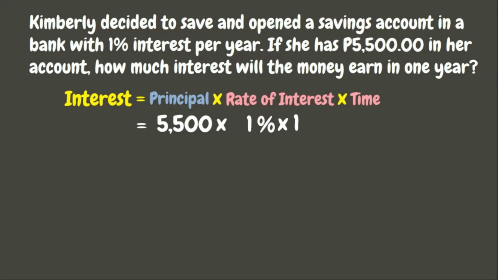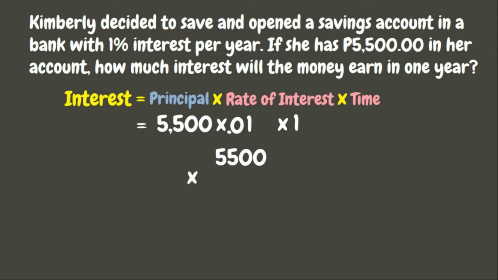Now let's multiply. But wait, we have to convert first the percentage into decimal. How do we do it? We just simply change the percentage into decimal point and move 2 places to the left, and put 0 into the empty place value. And that's it. We're ready to multiply.